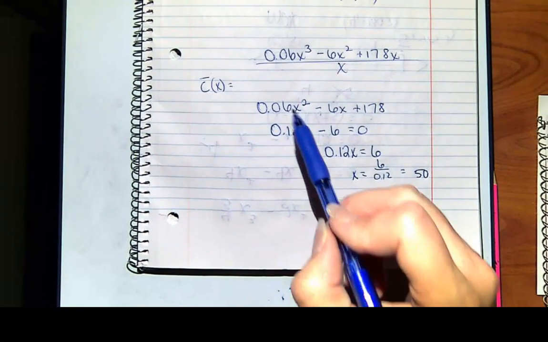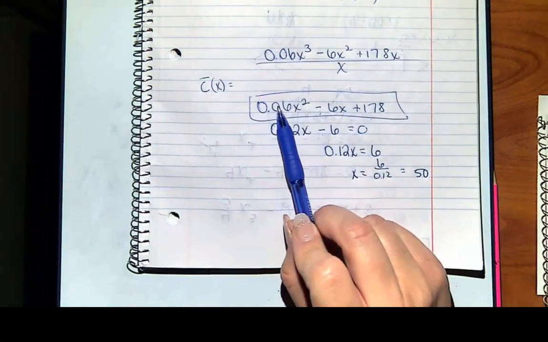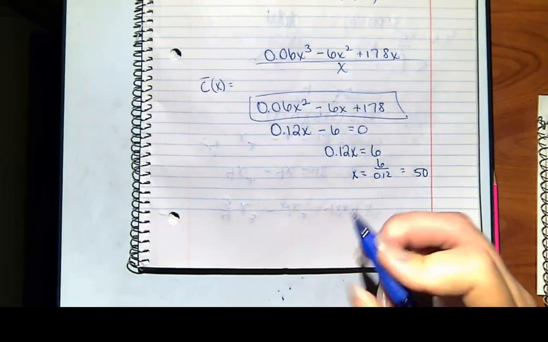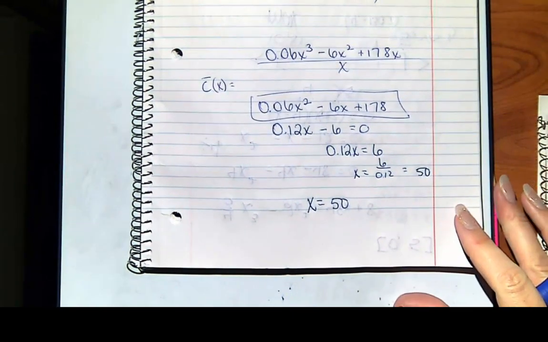How do I know it's the lowest? This makes a parabola. He's a parabola that opens upwards, and you just found out the minimum value. So when x is 50, you're going to have the lowest average cost.